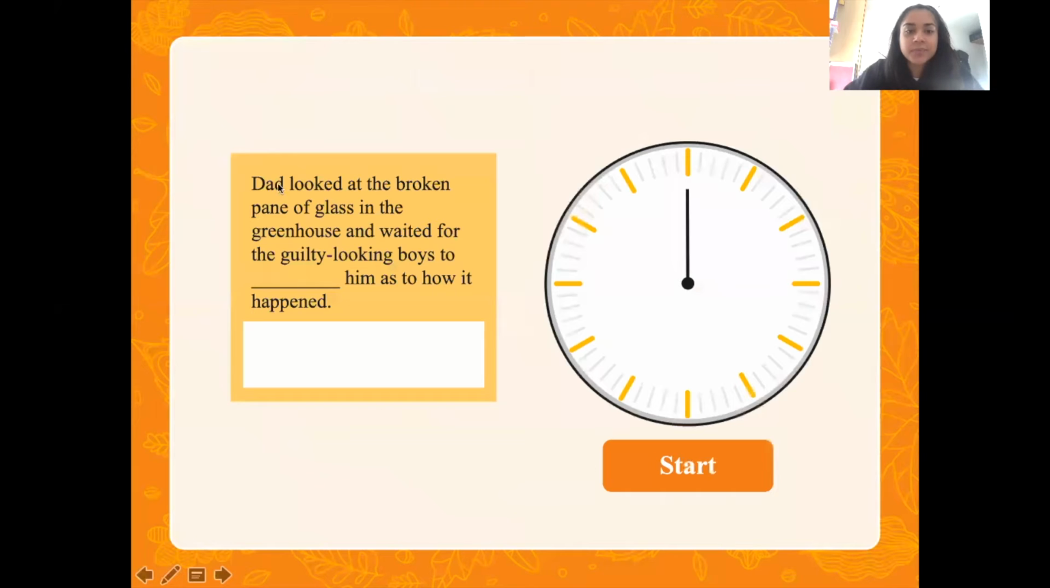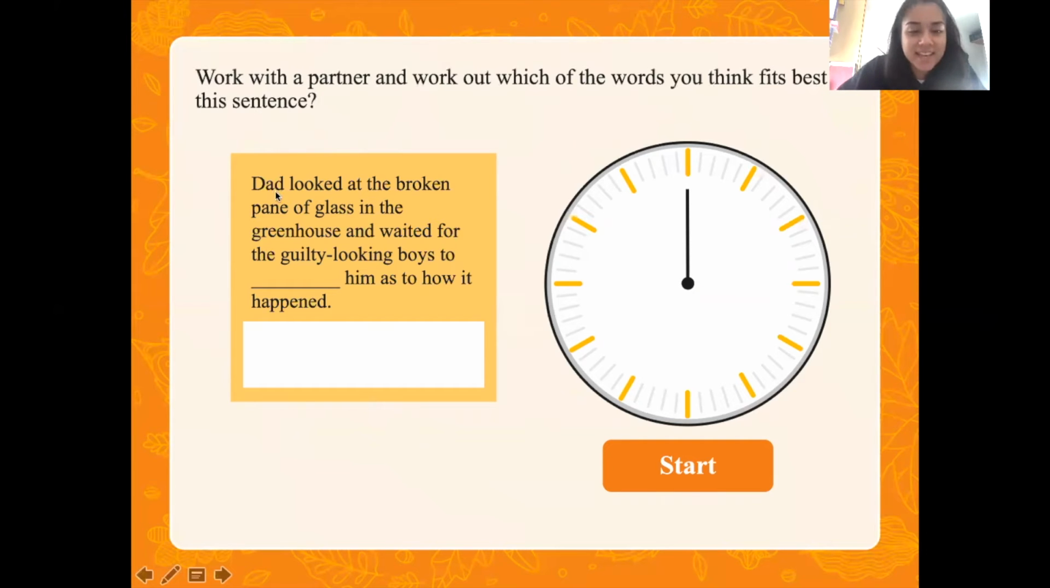Brilliant. Okay, so here we have a sentence and you'll have to find a word that goes into this blank space here. Dad looked at the broken pane of glass in the greenhouse and waited for the guilty looking boys to blank him as to how it happened. Pause the screen, have a think. Well done if you thought enlighten. So Dad looked at the broken pane of glass in the greenhouse and waited for the guilty looking boys to enlighten him as to how it happened.